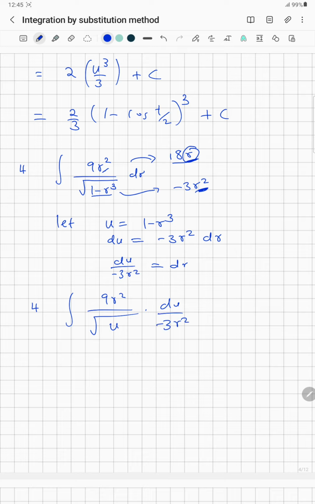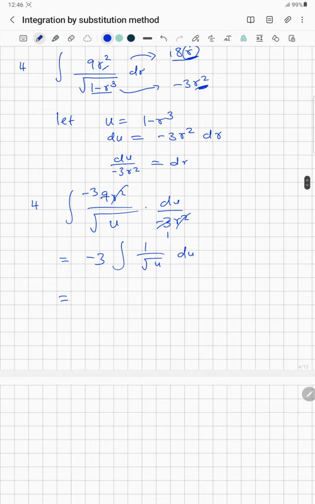You can see now we can do some cancellations. We can cancel r squared and r squared, and the minus 3 can cancel with 9, and we get minus 3. We can do that cancellation. So that now we are going to obtain, we can take 3 outside, so we are going to integrate 1 over square root of u du.